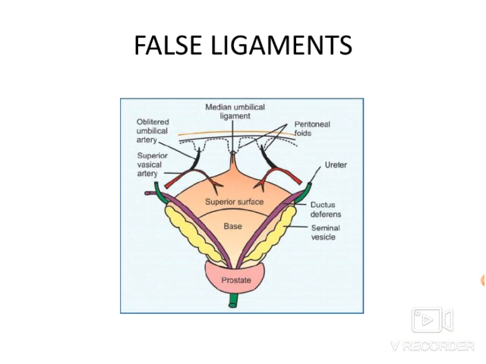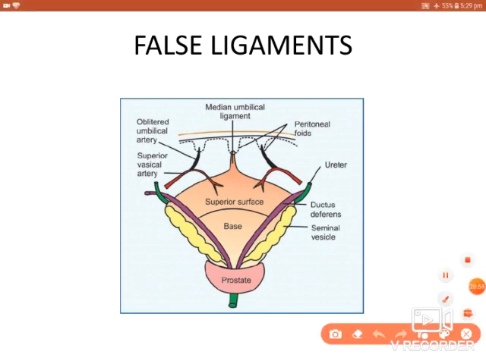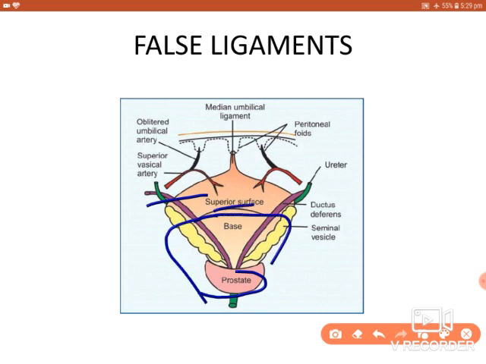Then coming to the false ligaments. Here you can see these are the false ligaments. They are peritoneal folds. This is the bladder, a view from behind. Here you can see the prostate relates to the neck. This is the superior surface. This part forms the base of the urinary bladder. Anteriorly, this is the anterior abdominal wall.